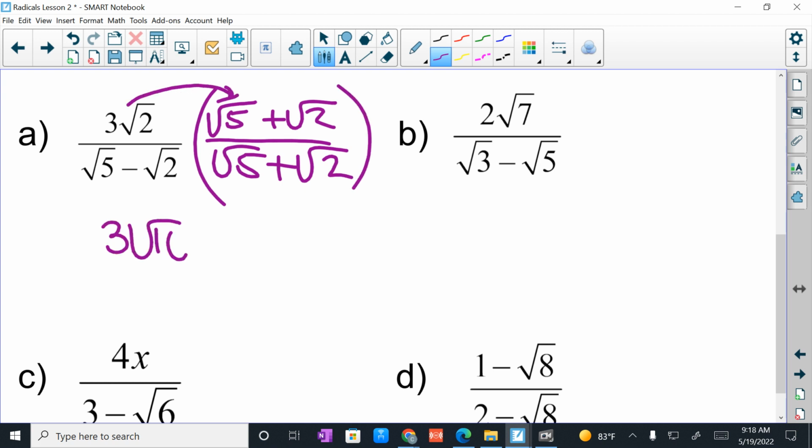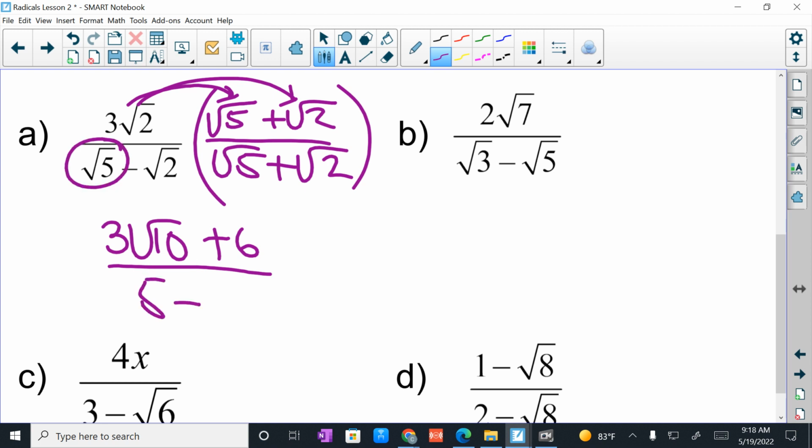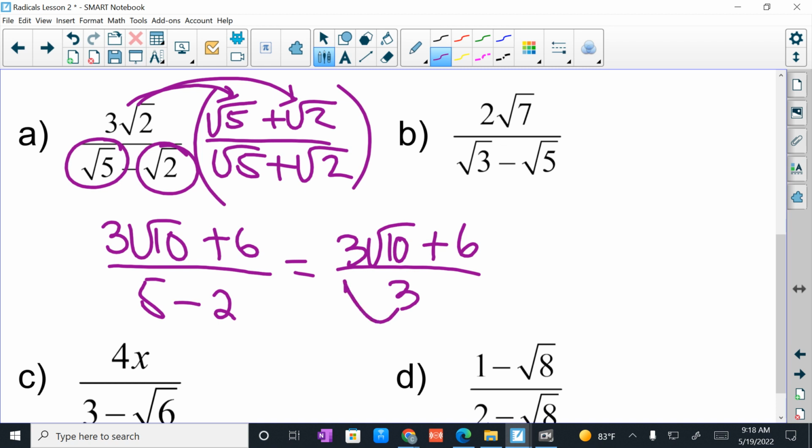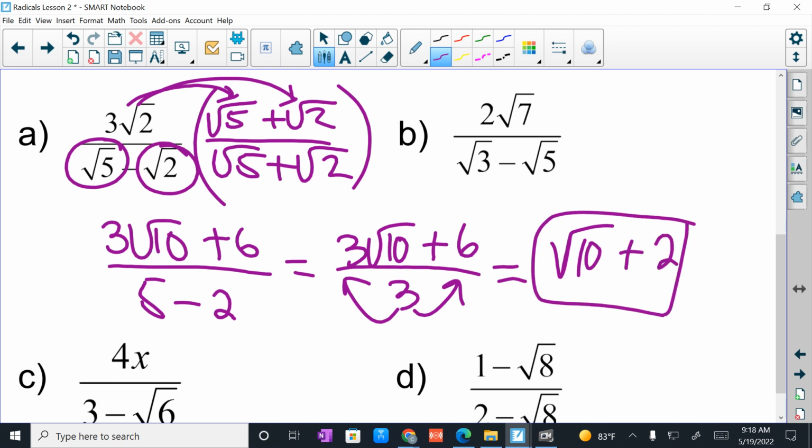That's going to be 3 square roots of 10 plus 3 times 2 is 6. Now, first term squared, 5, minus second term squared, 2. There's going to be 3 square root of 10 plus 6 over 3. The 3 divides to here and to here. A skill we've learned before. Square root of 10 plus 2. That is how you conjugate when you have a sum in the denominator.